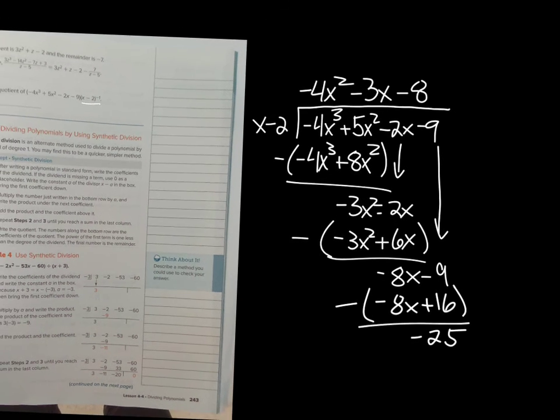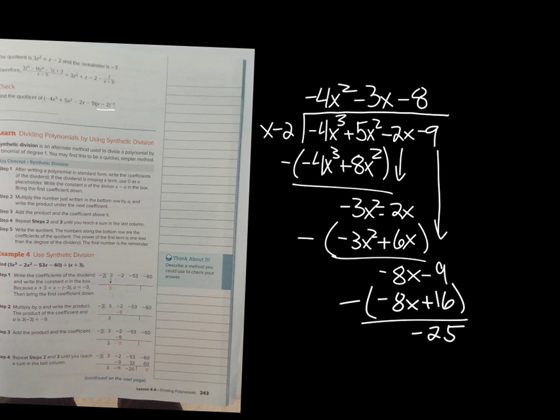That's your remainder because we can't multiply anything else. Anything else times x to get to negative 25 wouldn't be a polynomial anymore. So I always just write it with a plus, and then whatever it is, negative 25 over what you're dividing by.